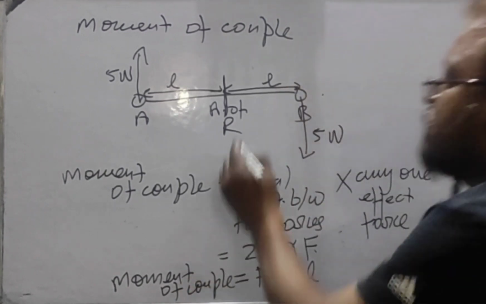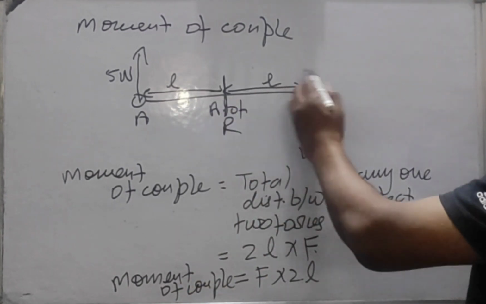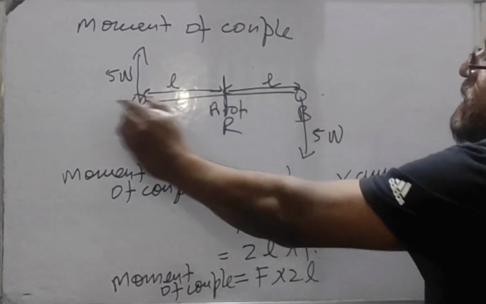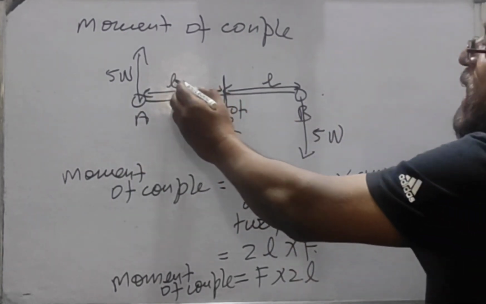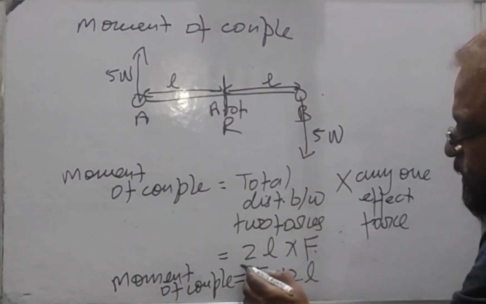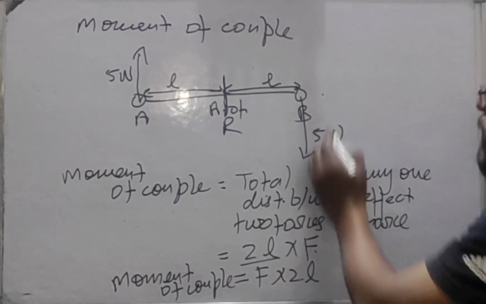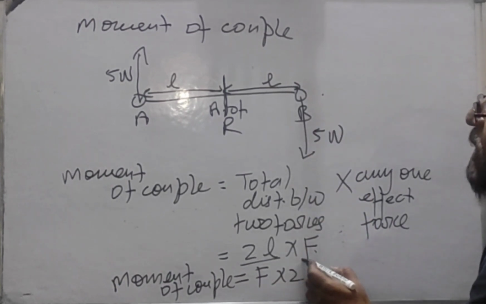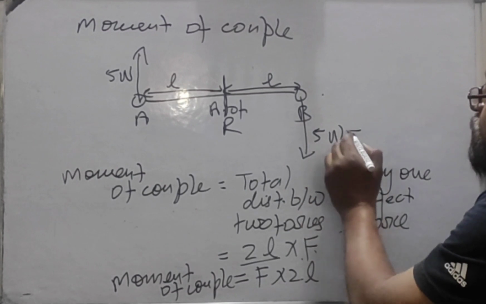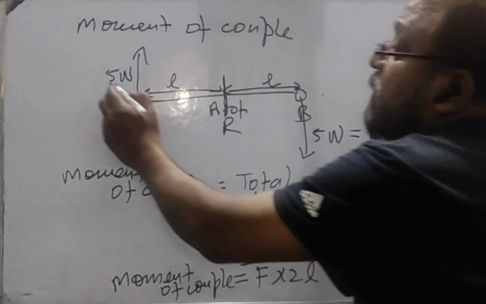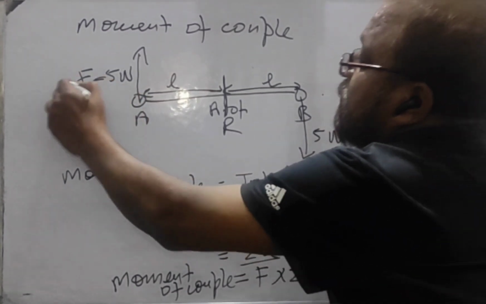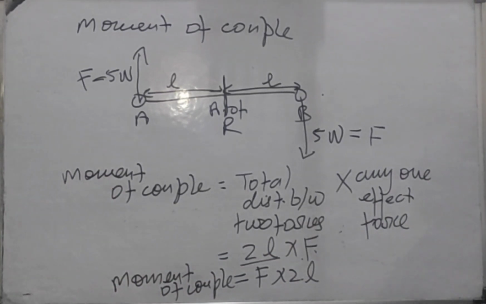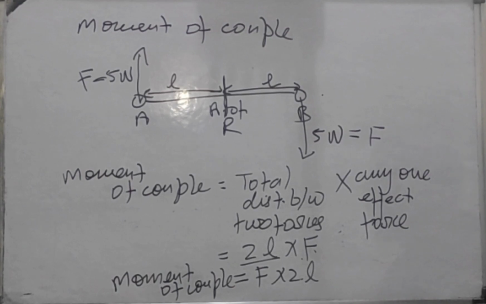So one effective force times the total distance between them. Total L plus L becomes 2L, so I have written here 2L, and one effective force is F. Both sides the same force is acting. I hope you understand. This is the moment of couple.